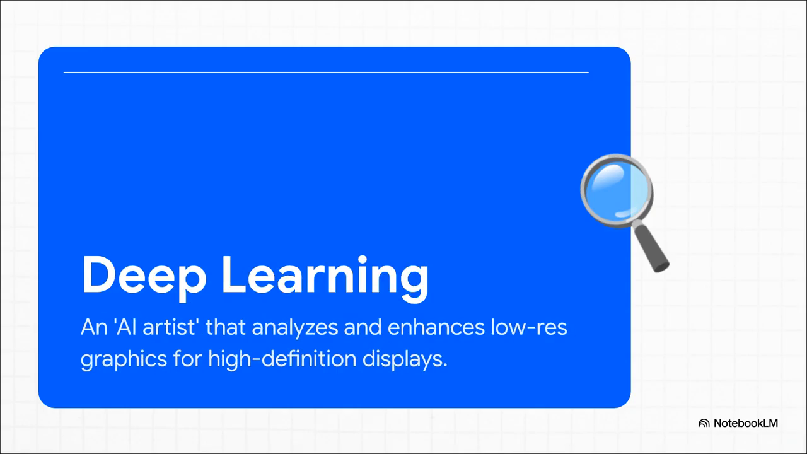But just getting the game to run is only half the battle. The second step is where the real magic happens, deep learning. Nintendo basically trained an AI artist and then set it loose on the game's original graphics. So instead of just stretching out the old, blurry images, the AI intelligently analyzed them and then essentially redrew them at a much higher, cleaner resolution. This is how they smoothed out all those jagged edges and made everything look so crisp.